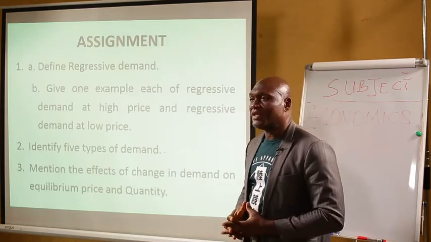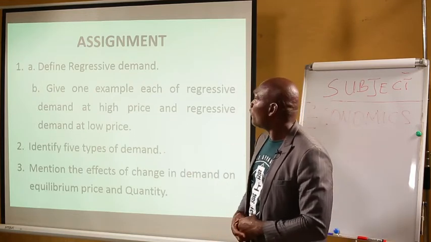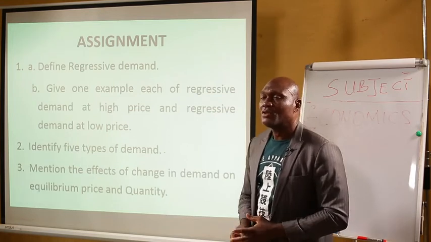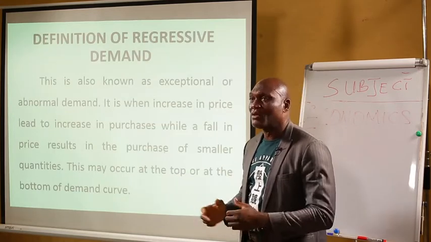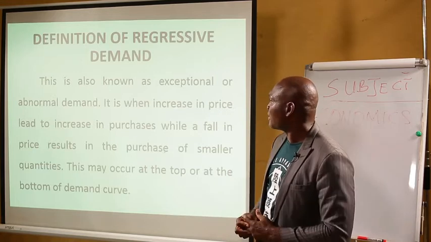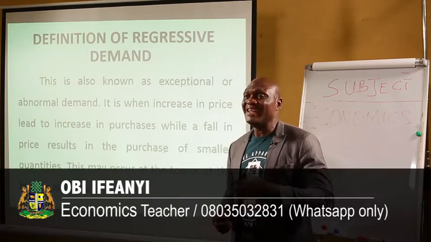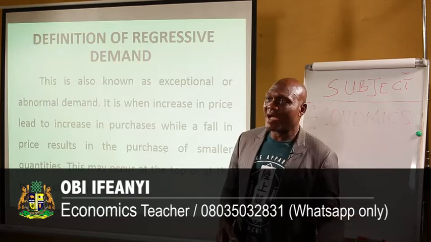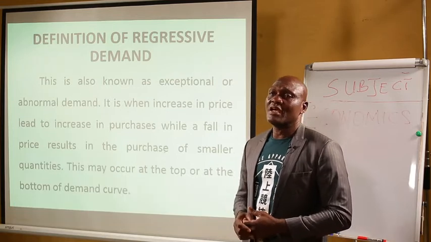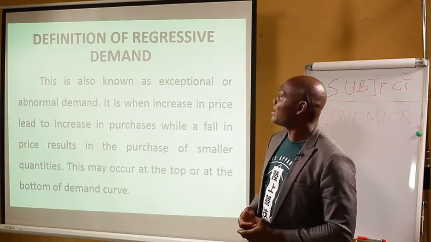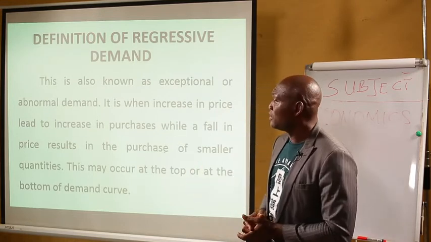We have come to the end of the lesson today. Let us have a review of what we have done so far. We defined regressive demand. We said that regressive demand is known as exceptional demand, or you can call it abnormal demand. This is where increase in price leads to increase in demand, as against normal demand, which is increase in the price leads to the decrease in the quantity demanded. But in this regressive demand, increase in price leads to increase in quantity demanded of the commodity.